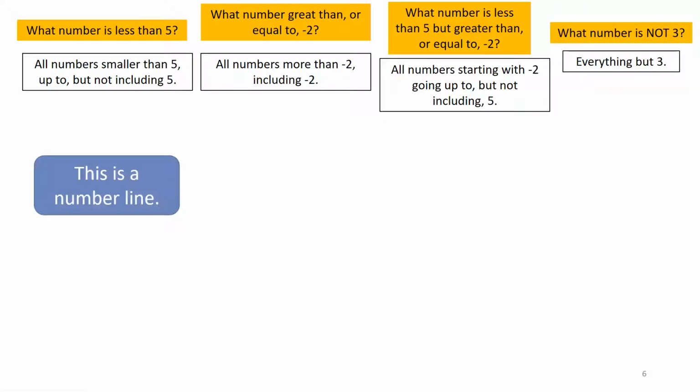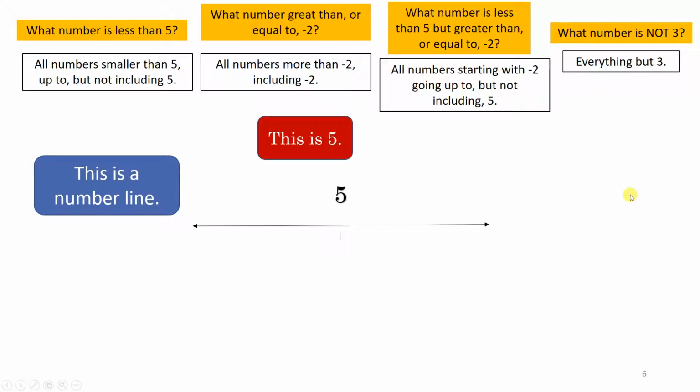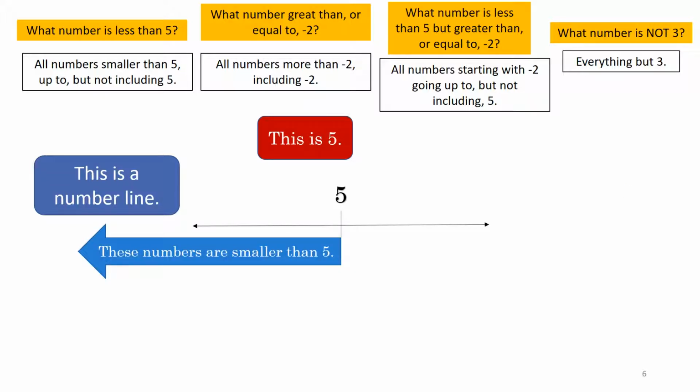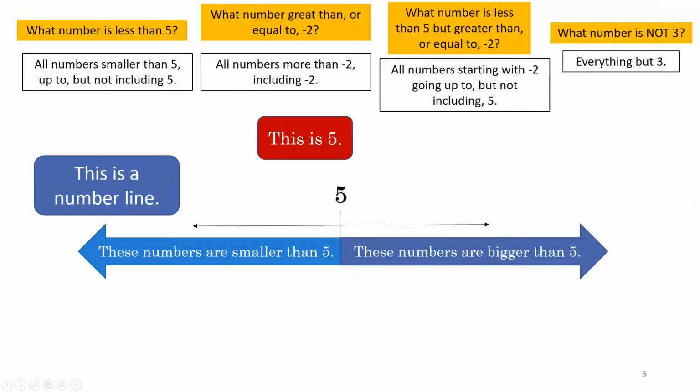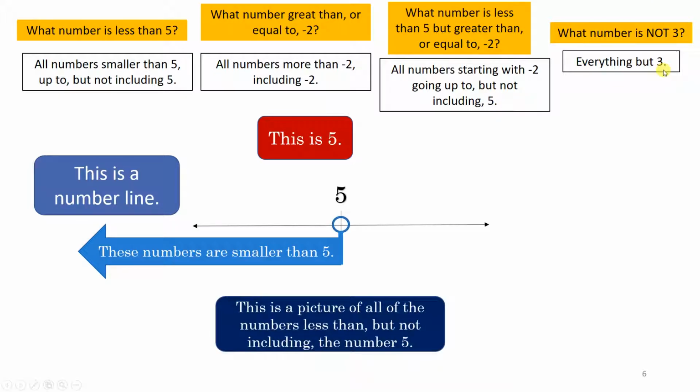Now, here's a number line. A number line is just a straight horizontal line that goes left and right, no big deal. We're going to say the number 5 is right there. Right? To the left of 5, that's where all the numbers smaller than 5 exist. And to the right of 5, well, that's where all the numbers that are larger than 5 exist. So what I'm going to do is teach you how to draw a picture of this.